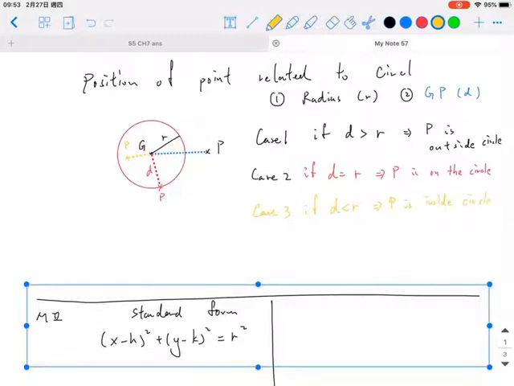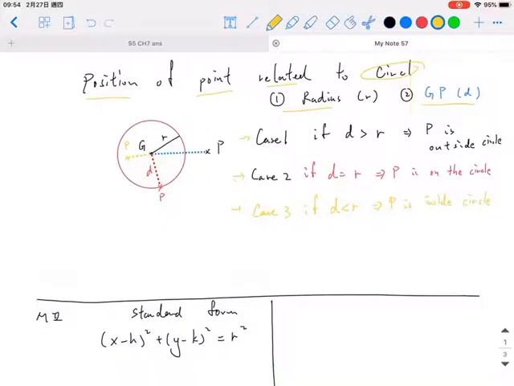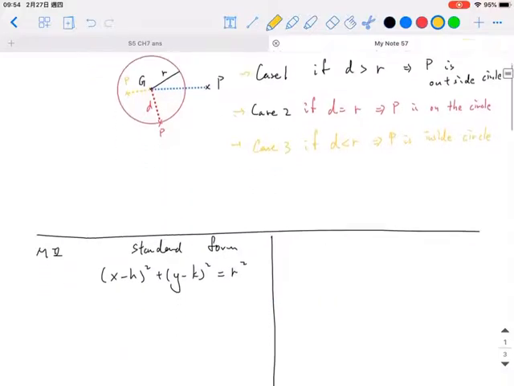So every time when the question asks you the position of the point related to the circle, you need to find the first item, the radius, and the second item, the distance from the given point to the center, and then you just compare the three cases, whether it is case 1, 2, or 3. And we have another method too.